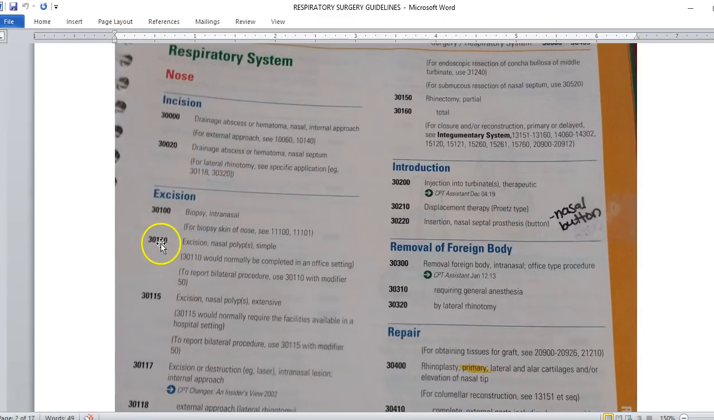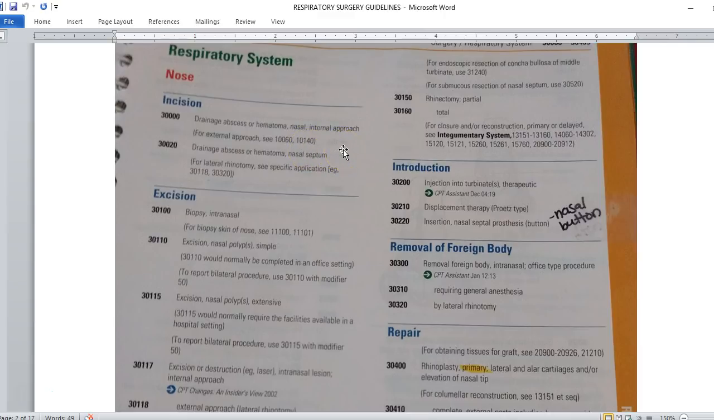Now, the first thing that you'll notice is there are no guidelines for nose, but there's a lot of little bits of information. So the first thing I want to point out right here, 30000, drainage of abscess or hematoma, nasal internal approach. For external approach, see 10060 and 10140.